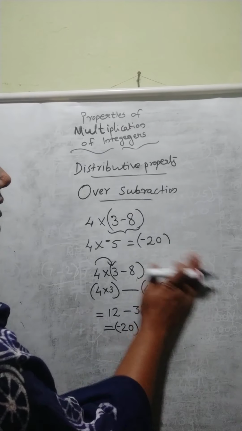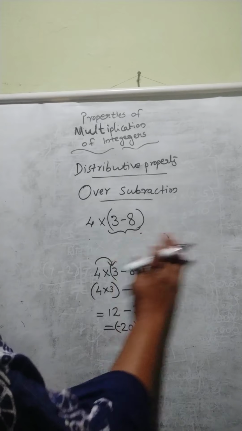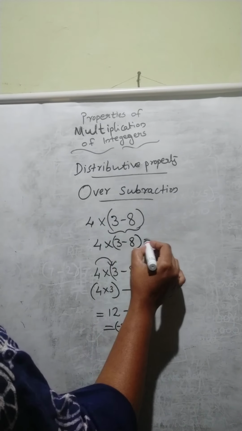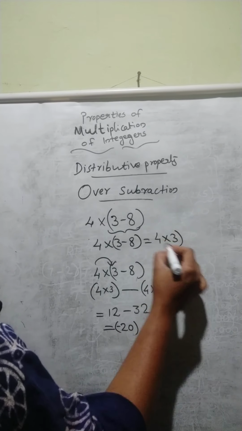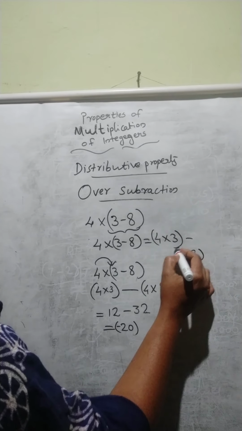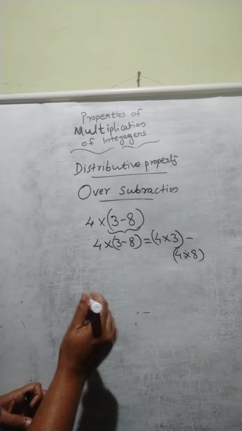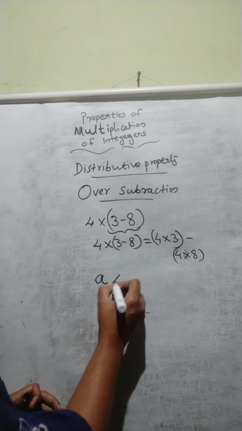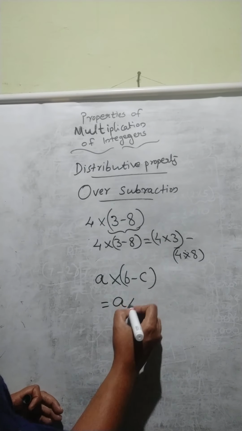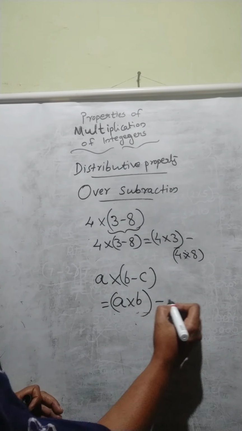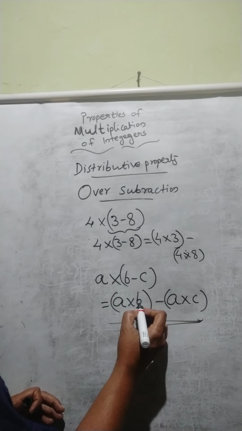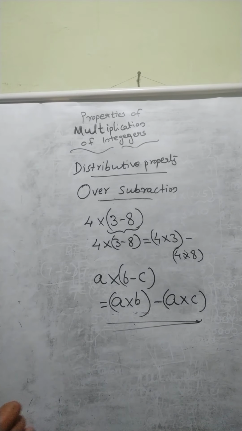So now we can write 4 times 3 minus 8 is equal to 4 times 3 minus 4 multiplied by 8. That is, if A, B, C are any three integers, then A multiplied by B minus C is equal to A multiplied by B minus A multiplied by C. Clear?